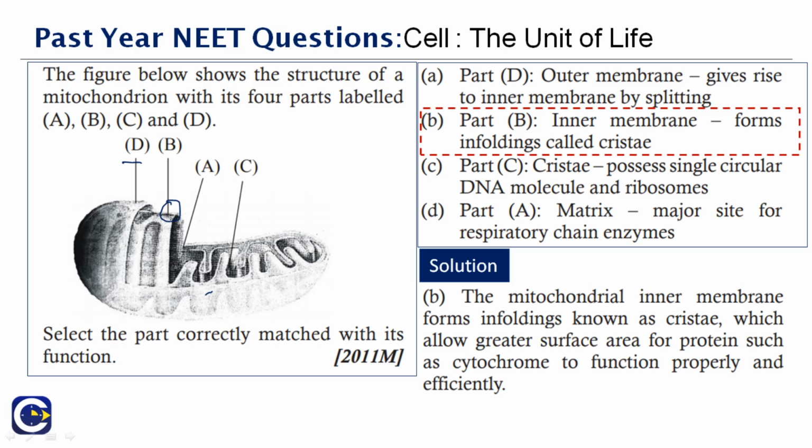The mitochondria, as you all know, has cristae. But part B is correctly matched. The mitochondrial inner membrane forms inner foldings called cristae, which allows greater surface area. Imagine if this cristae is not folded, then mitochondria will actually occupy a whole space in your body. So that is why God created this cristae, so that surface area is consumed in a lesser amount. Therefore the correct answer is option B, part B.